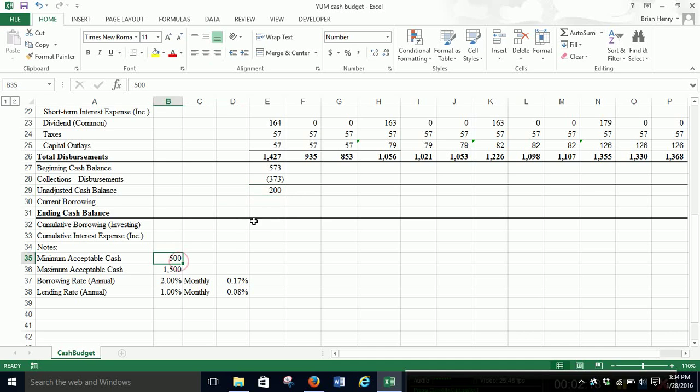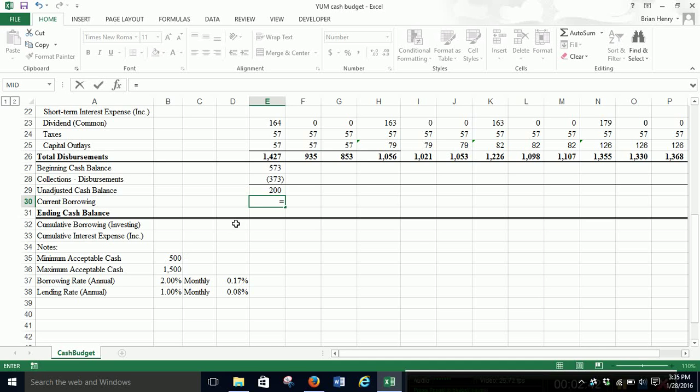We'd like to have at least 500. So I need the current borrowing to look at this and tell me how much I need to borrow or invest. It will go negative, negative borrowing or investing, if we have too much cash on hand. So I have to write an if statement for that. And we're going to need three possible outcomes. So we're either below our minimum or above our maximum or in between. Or basically not below or above.